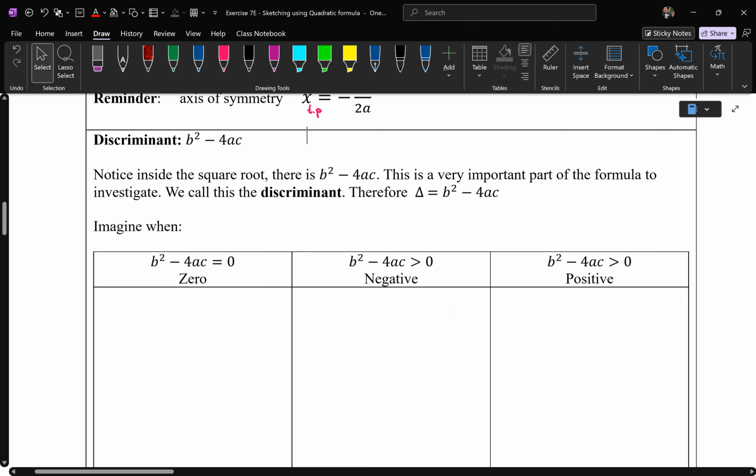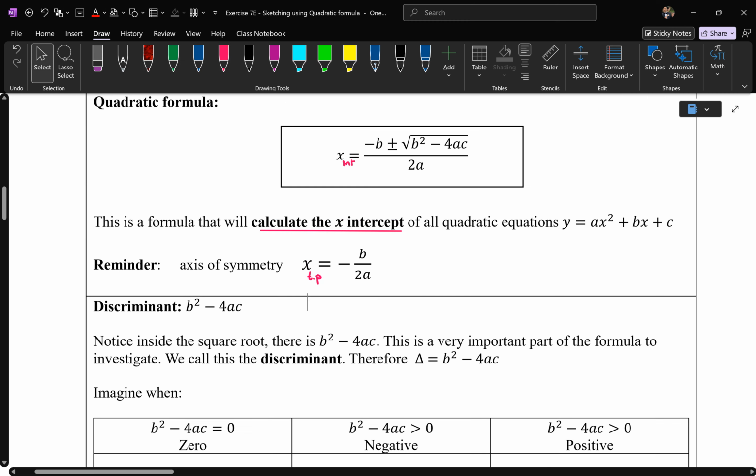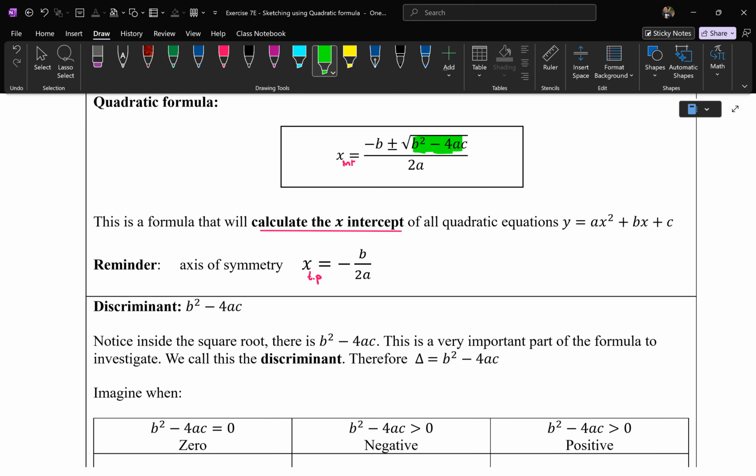Here we go. B squared minus 4AC is part of the formula, which is here. This will determine whether you're going to have any x-intercepts or not. If it's positive, when you square root it, obviously you're going to get a plus and a minus, so hence you get two different answers.